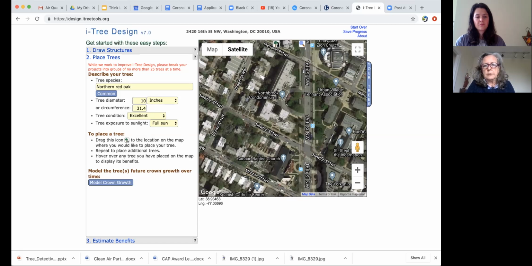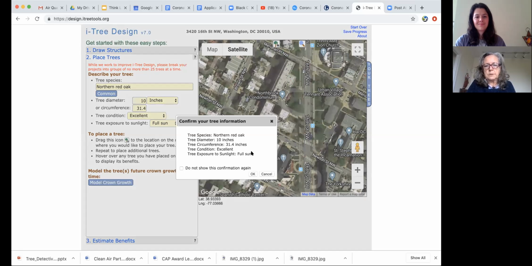So now what we're going to do is go back to the icon that I had told you about, and we're going to drag our icon and put it here in the courtyard of the building where I live. And then it brings you to information. It says confirm your tree information. Make sure that all the information is exactly what you had entered. And then you can click on OK.